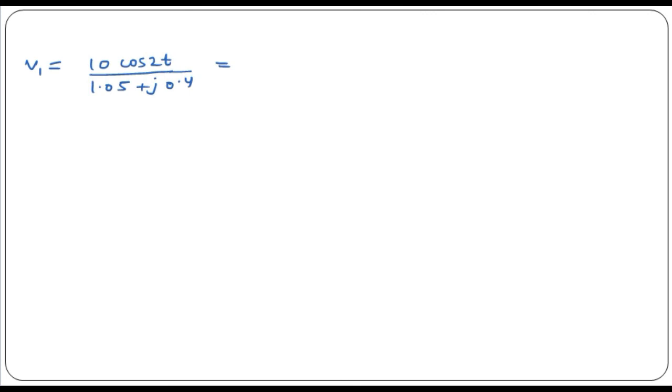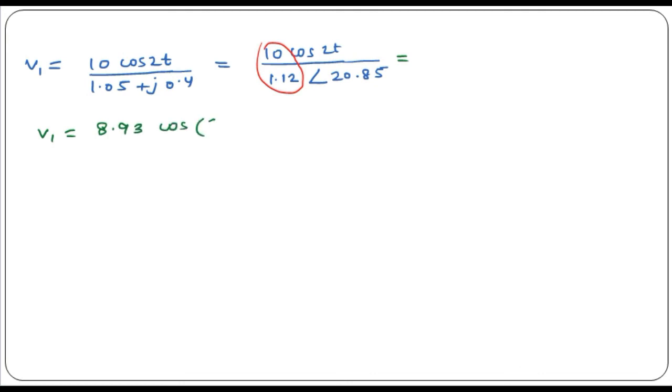So we can convert this rectangular form into the polar form. Then we are getting 10 into cos of 2t. Its magnitude will be 1.12, and the angle will be given by tan inverse of 0.4 by 1.05, which is equal to 20.85. Okay, now 10 divided by 1.12 will be equal to, so let me write in the next line. So this V1 we are getting 8.93 into cos of 2t, and the angle goes from the denominator to the numerator, so it becomes minus 20.85. This is in volts.